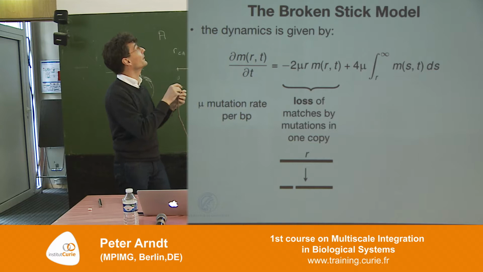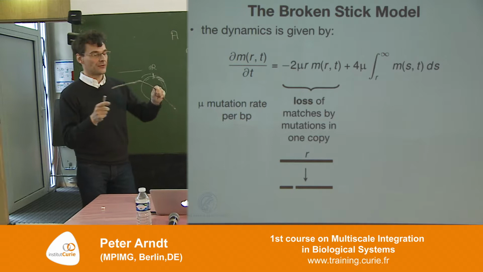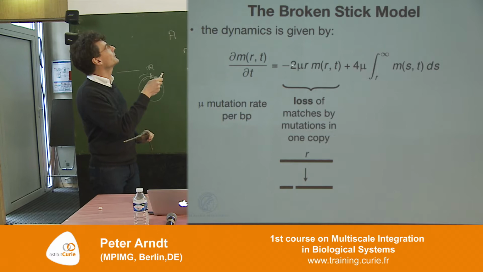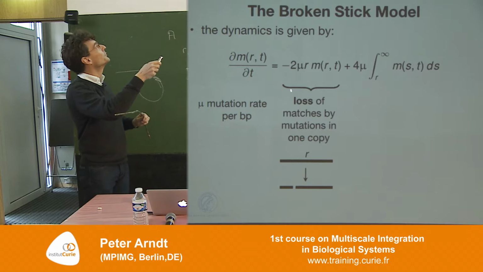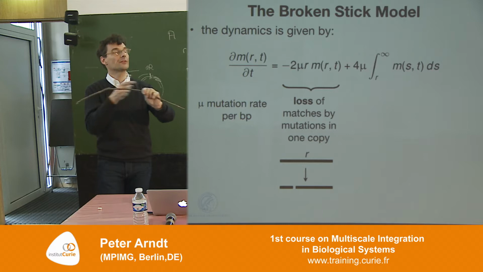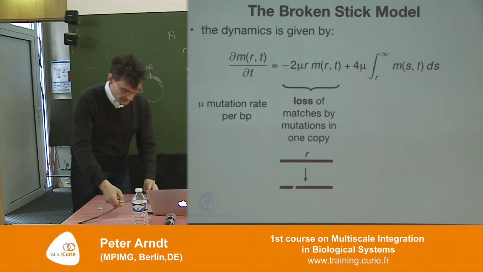This process can happen anywhere along the stick. Therefore we have a factor of two, because we have two copies of that stick lying around in the genome. There's a mutation rate mu, and R, because I have R positions to break the stick in a discrete model. And that will break a stick.